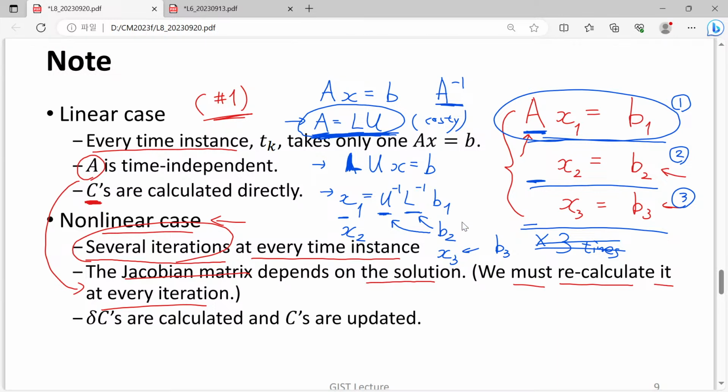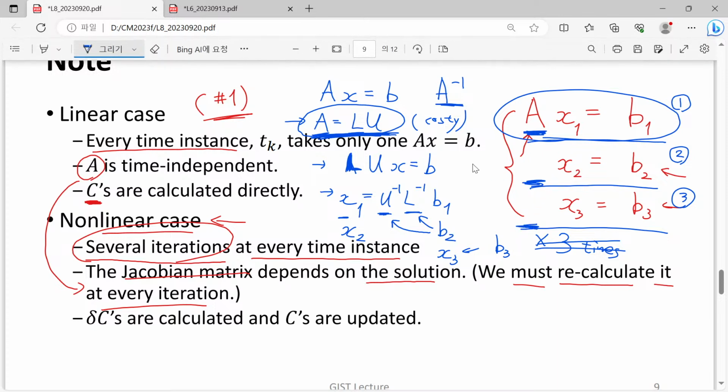Internally, since we have the LU decomposition and solve with L inverse and U inverse sequentially, although we have three times more equations, it doesn't take longer time. But unfortunately, I want to come back here.